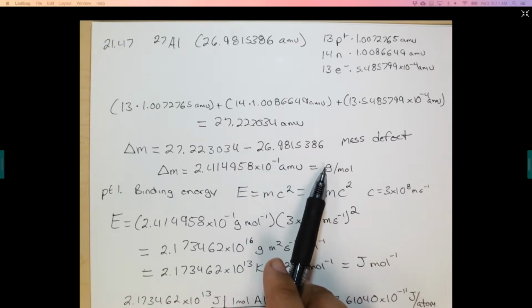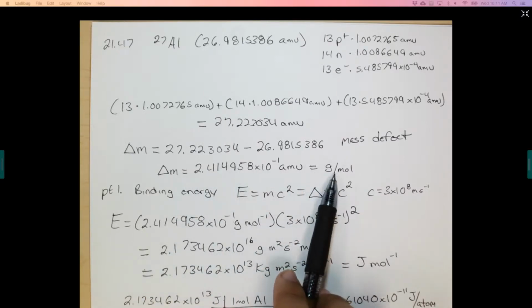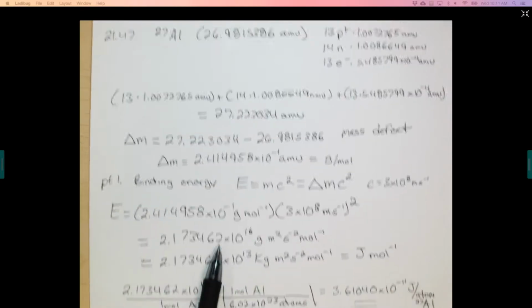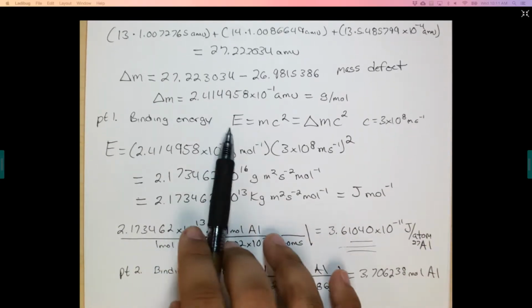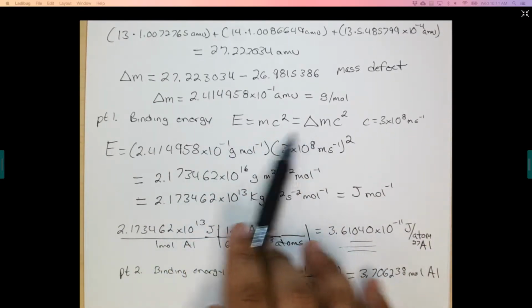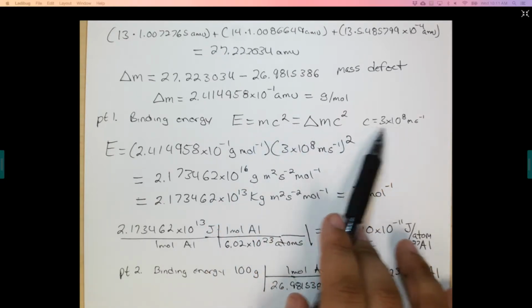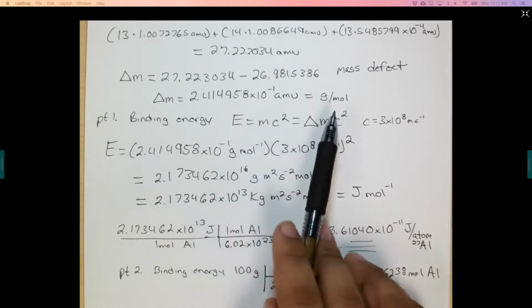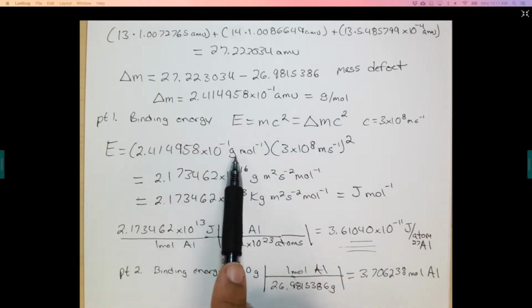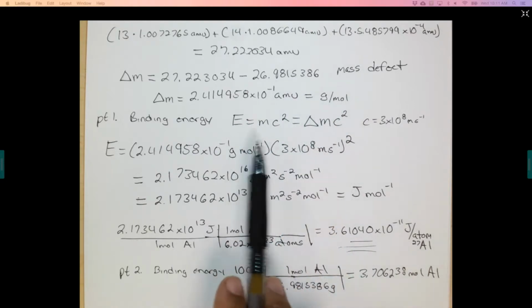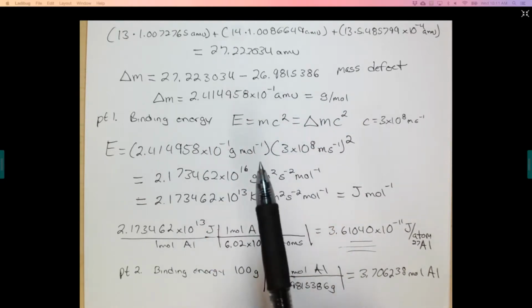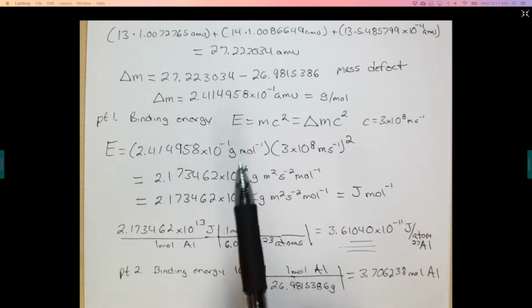And they have asked us how much energy to break a single nucleus. Well, this mass defect needs to be placed in E equals mc squared, where delta M is our mass and c is the speed of light, which is given as a constant. One thing that we must remember is that eventually we're going to have to convert this value in grams to kilograms. Doesn't matter when you do it, just remember that you have to do it.